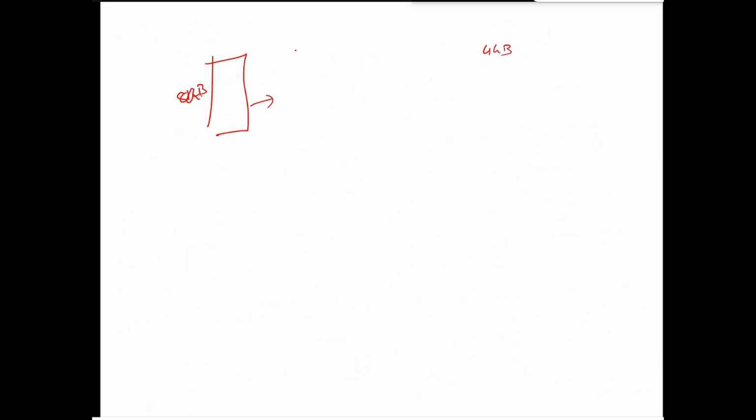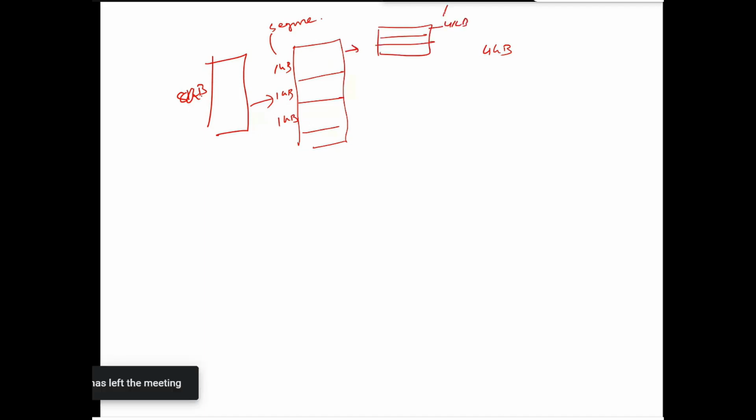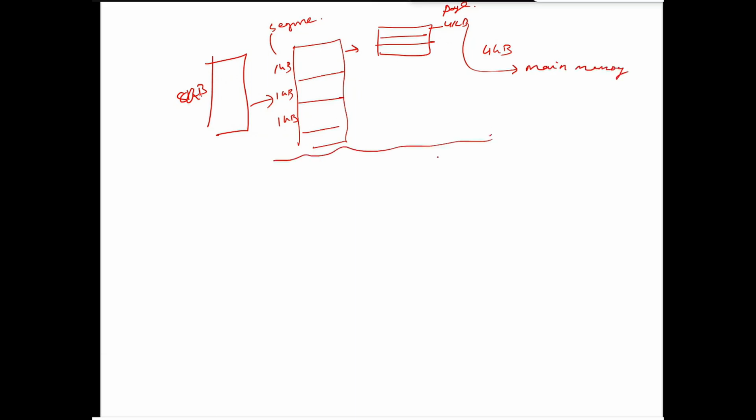So first they will divide your program into segments, assume 1 GB each. After segmenting, this will again be divided into pages of size, I think, 4 KB. So these are the pages, and later these will be loaded into the main memory. Normally this is what happens. To carry out this process, there is a unit called the MMU, Memory Management Unit, in processors. So with the support of the processor and the OS, we are enjoying these facilities. So we call this the memory management unit.